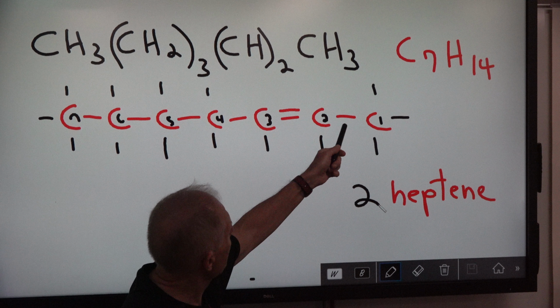Now, my question is, are all the carbons satisfied? 4 bonds around that one, 4 bonds around that one, 4 bonds around that one, 4 bonds around that one. We only have 3 bonds around that carbon, and we only have 3 bonds around that carbon. And since we know it's an alkene, there is a double bond right here. So now we have them all. Now how do you name this thing? Well, we know it's 7 carbons and there's a double bond, so it's heptene.